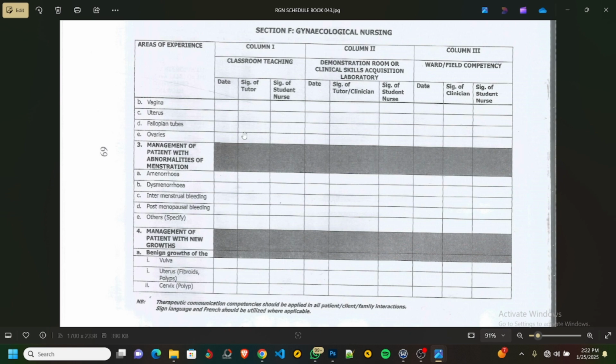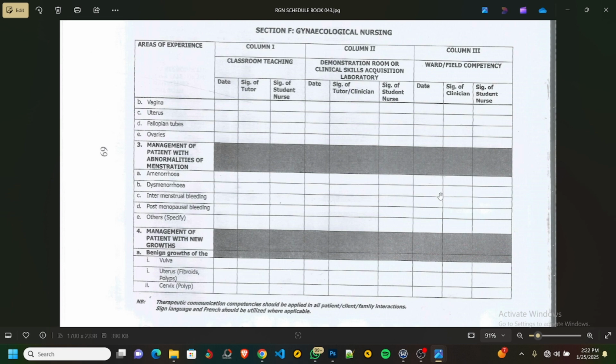Yes, our next one we'll also be looking at is the gynecological nursing, and then you see some of these experience areas that you are supposed to consider. Patients who come with problems within some of these organs, management of patients with abnormalities of menstruation, and you see amenorrhea, dysmenorrhea, and the likes. All these ones, just as it is, you'll be taught in the classroom, you will sign, the tutor also signs, then you have demonstration. And with some of these things, you might not experience them in the school skills lab, but definitely as you go for clinicals, you'll be experiencing some of these things. So you experience them, the dates that you went through the demonstration, you write that particular date, you sign as a student, and the clinician signs.